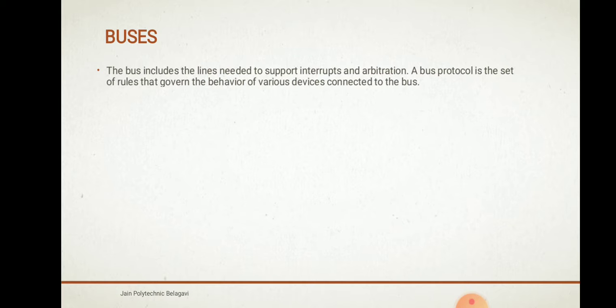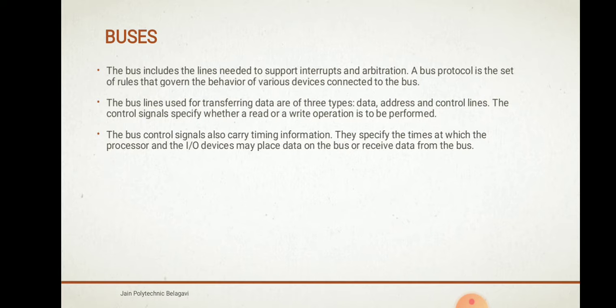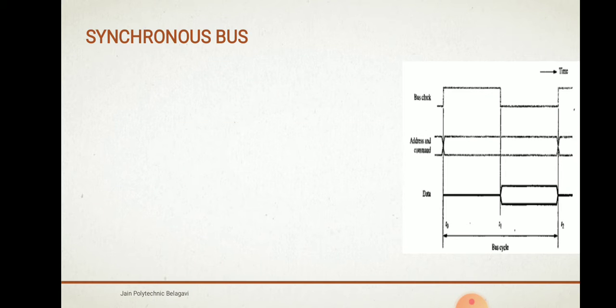The bus includes the lines needed to support interrupts and arbitration. A bus protocol is a set of rules that govern the behavior of various devices connected to the bus. Bus lines are used for transferring three types of data: data, address, and control lines. The control signal will specify whether a read or write operation is to be performed. It may also carry timing information, specifying the time at which the processor and input output device may place data on the bus or receive data from the bus. The device addressed by the master is referred to as a slave or target.